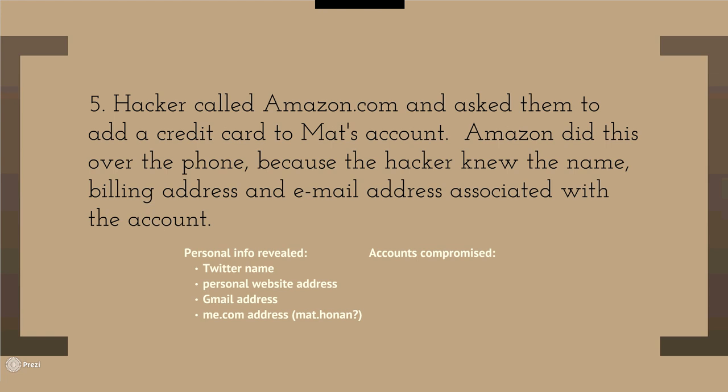But at the time, it was possible for the attacker to call up Amazon on the phone and say, I want to add a credit card to my account, and Amazon did this. The hacker identified themselves as Matt, and they knew the name, the billing address, presumably public information, what his mailing address was, and they knew his email address associated with the Amazon account, taking a guess that it was either the Gmail one or the Apple one. So they identified themselves to Amazon, and they were able to add a credit card to his account.